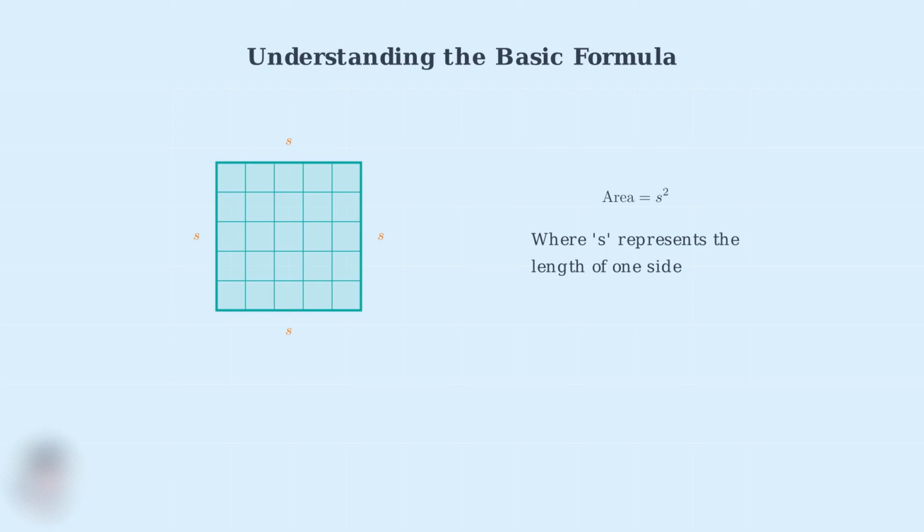The beauty of this formula is its simplicity and universal application to any square, regardless of size. Remember, the key insight is that area measures the space inside a shape. For a square, this space can be perfectly divided into s times s unit squares, giving us our fundamental formula.